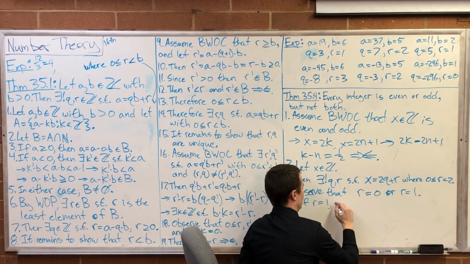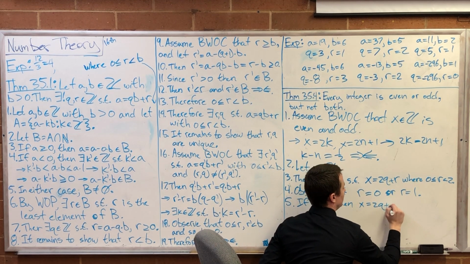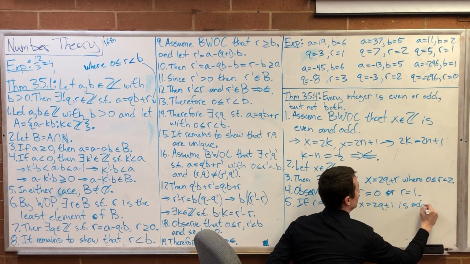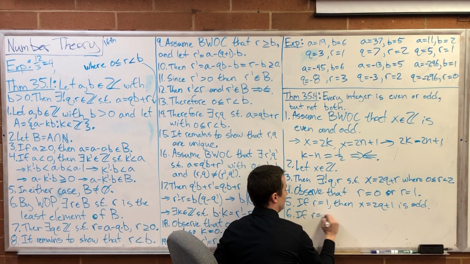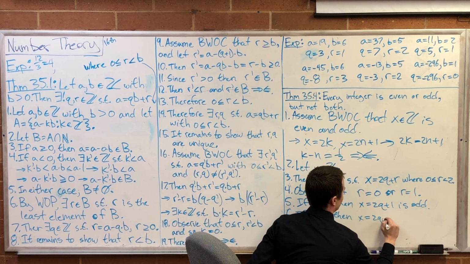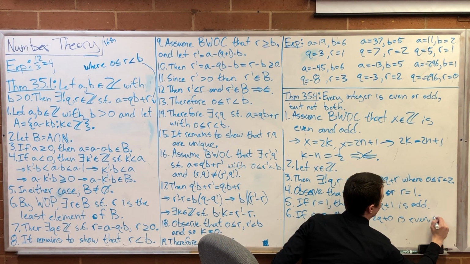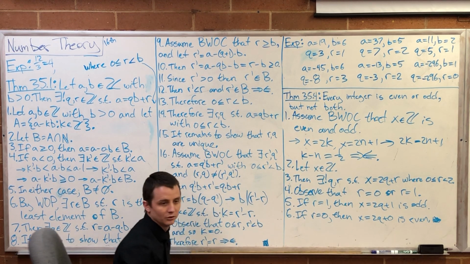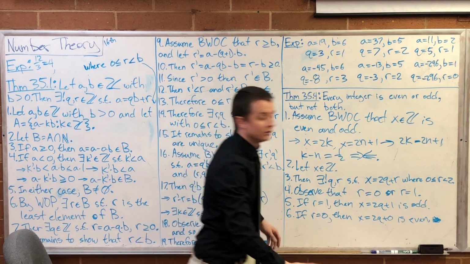If r equals 1, then x is equal to 2q plus 1, which is odd. If r equals 0, then x is equal to 2q plus 0, which is even. In either case, it was even or odd. Remember that. Pretty simple proof. Follow that? Anything weird? Okay.